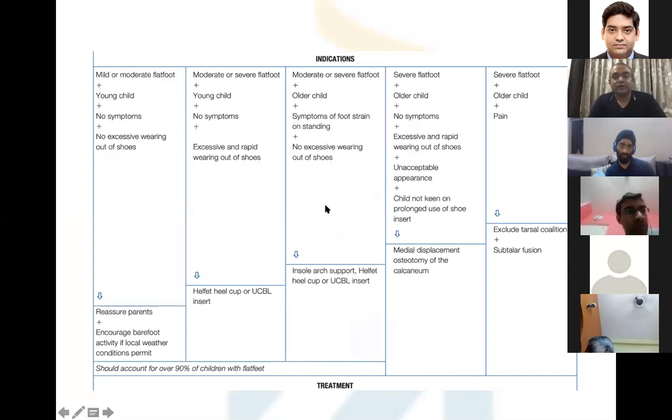Unless they are older children, rarely you have to plan for an insole arch and all. And in a severe, painful flat foot, at times you have to tackle the accessory navicular. Otherwise, in older children with unacceptable and severe flat foot, at times you have to go for osteotomies.